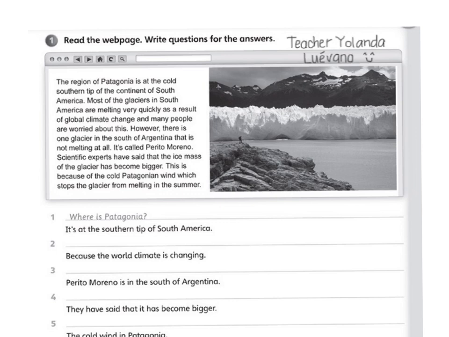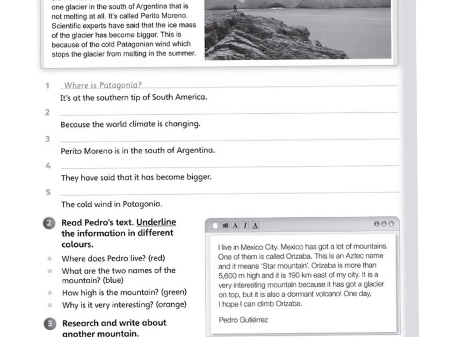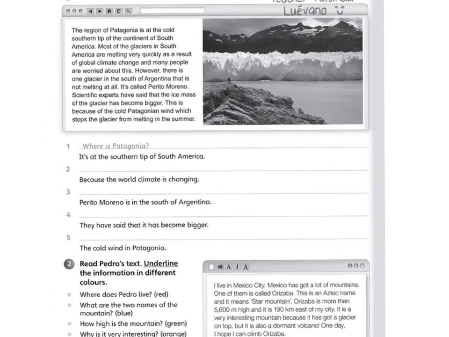So, we have answers here, but we don't have questions. So, here it is. It's at the southern tip of South America. So, the question, if it says southern tip, it's where is Patagonia? Okay? So, number 2, because the world climate is changing, Perito Moreno is in the south of Argentina. They have said that it has become bigger, pay attention, the cold wind in Patagonia. Please pause the video and do it.